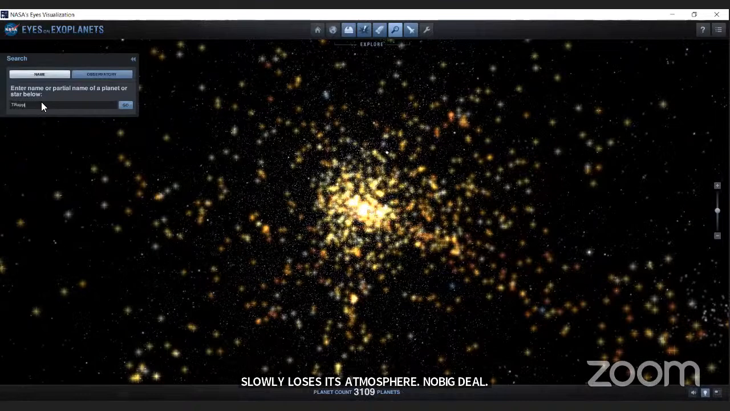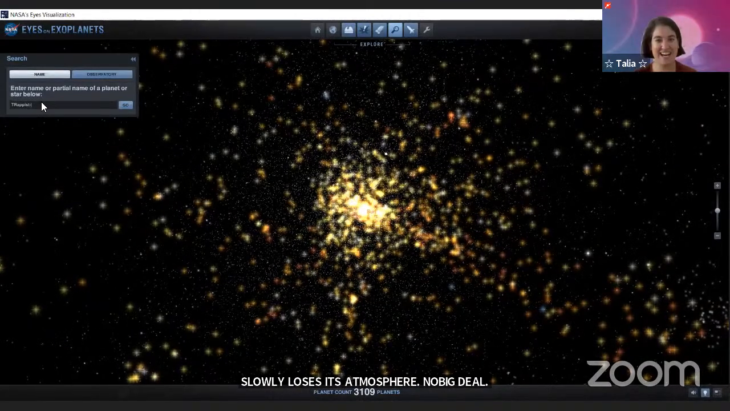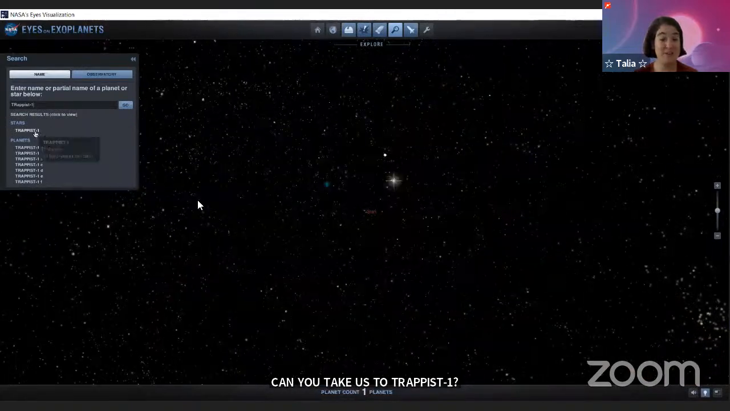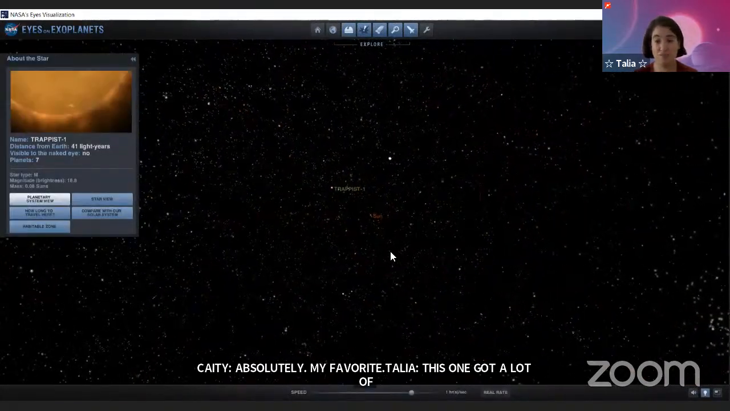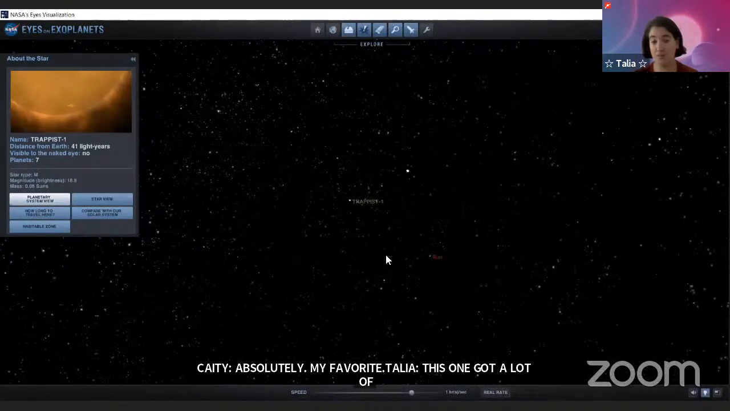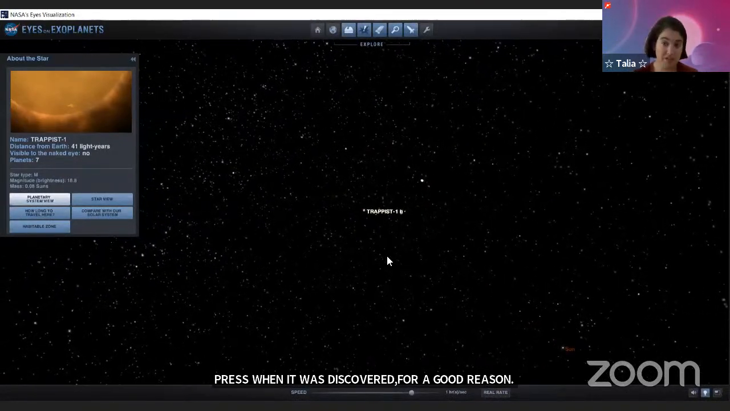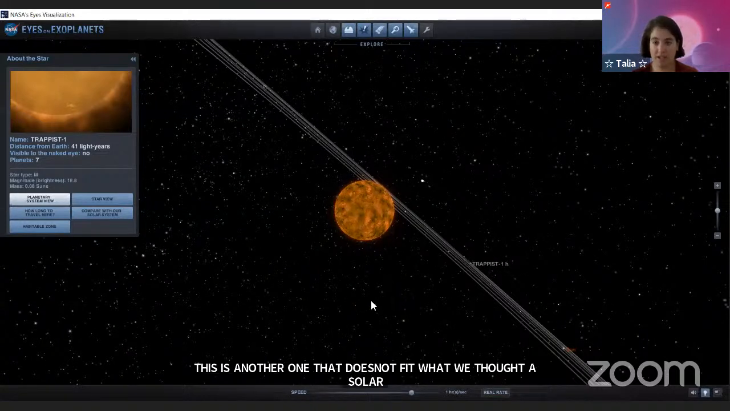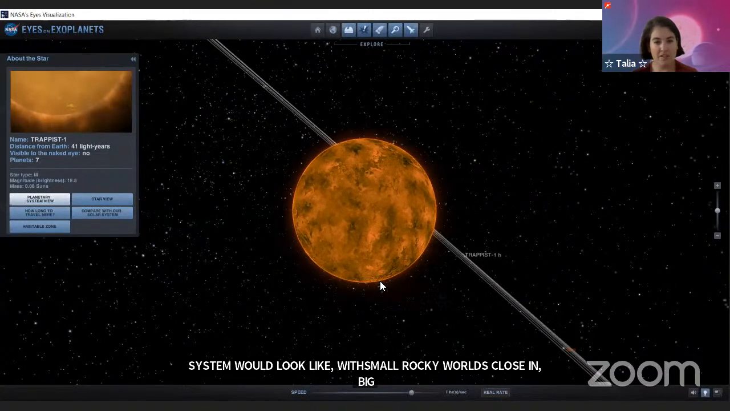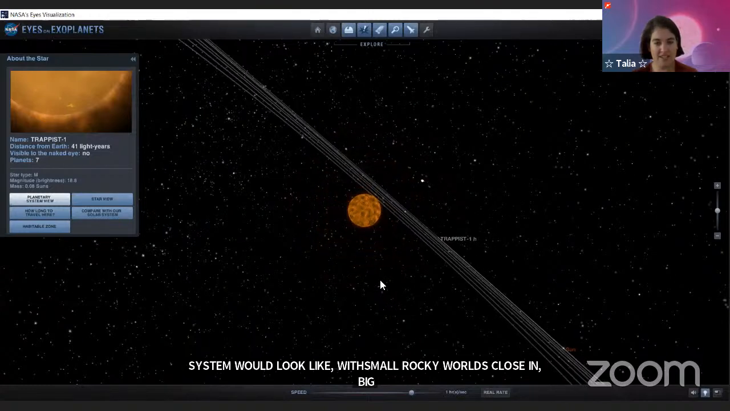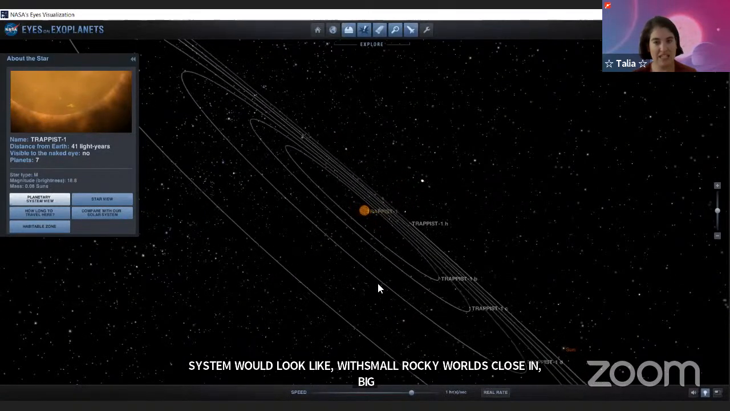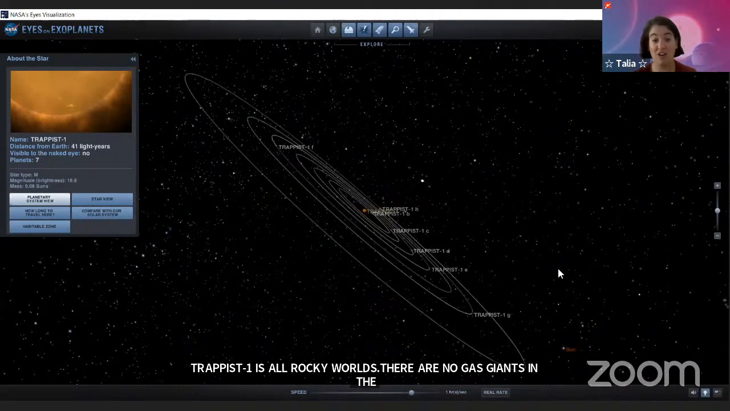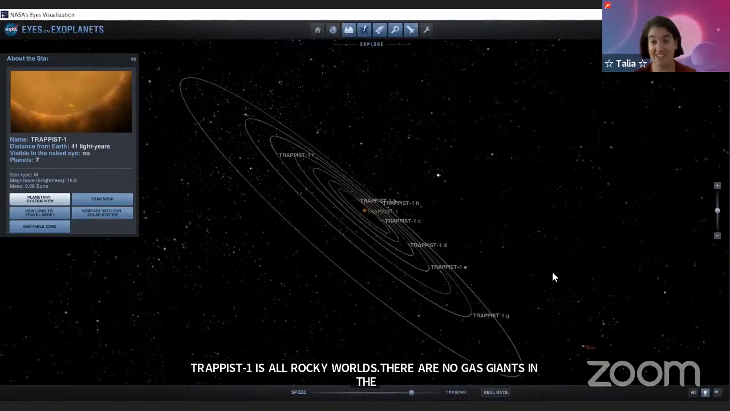Absolutely, my favorite. Yeah, this one got a lot of press when it was discovered for a pretty good reason. This is another one that does not fit what we thought a solar system would look like, with small rocky worlds close in, big gas giants farther out. TRAPPIST-1 is all rocky worlds. There are no gas giants in this system. And if we pull back, you can see there are 7 planets in this system, and they are all rocky. None of these are gas giants.